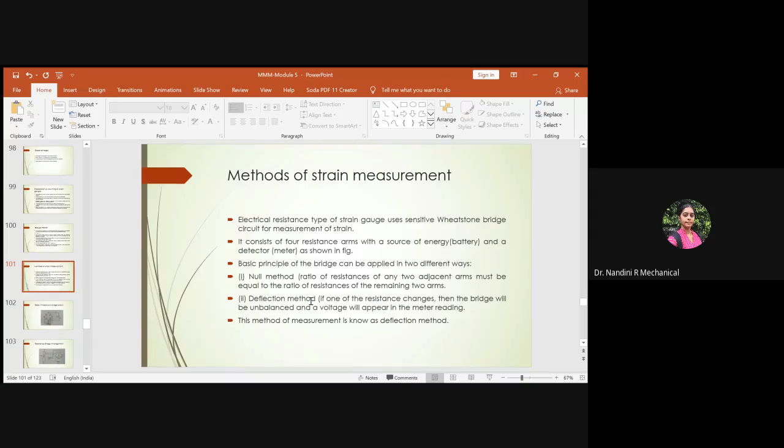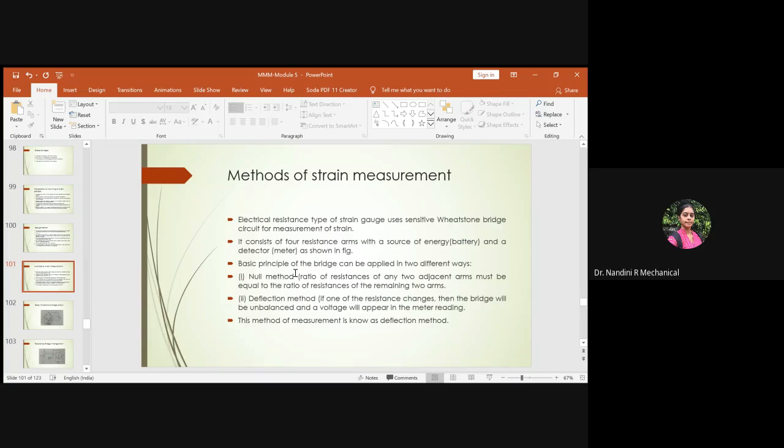And what happens in deflection method? Suppose you have balanced the entire bridge and one of the resistance values changes. Then the bridge will not be balanced. It will be in an unbalanced position. And as a result, a voltage will appear in the meter reading. Previously, in the null method, there will be no voltage value or a negligible amount of voltage value, which shows that the given bridge is under balanced condition.